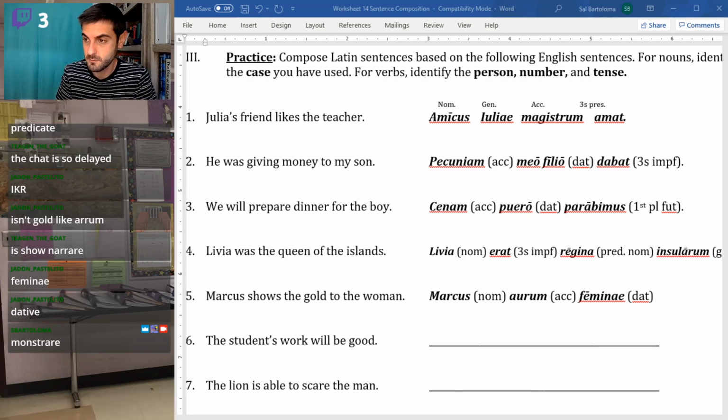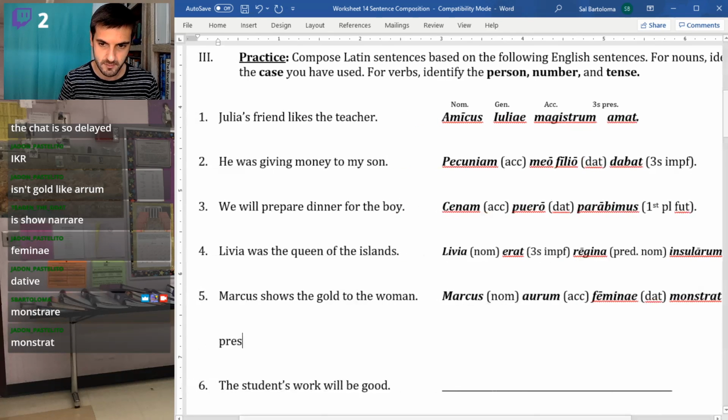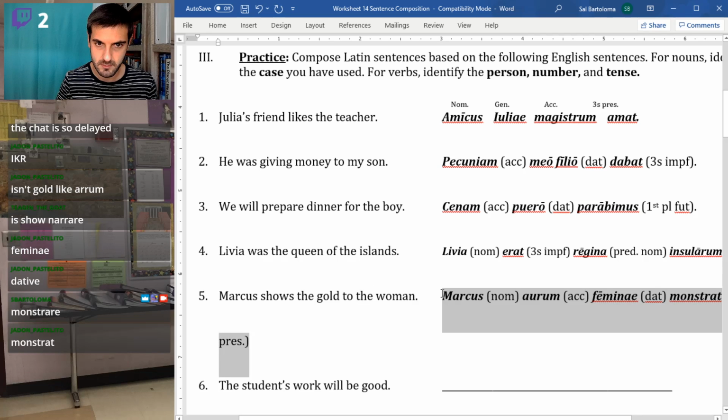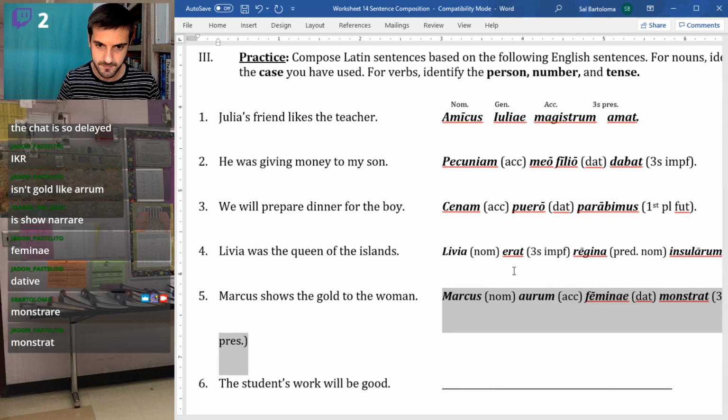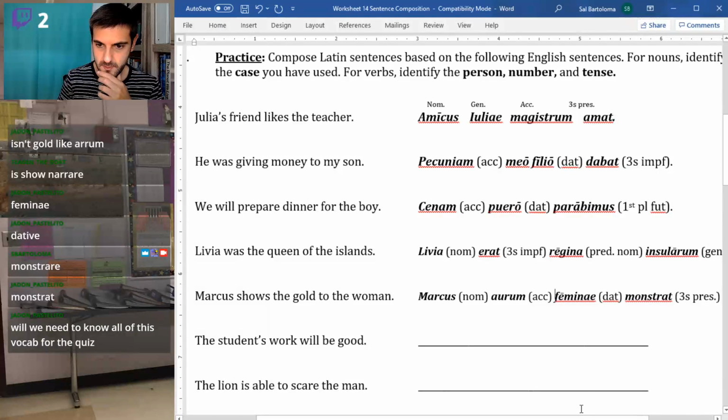So if he, Marcus, shows the gold, what form is that verb going to be? If it's he shows. Monstrat, fantastic. Whoa, my typing is all over the place today. That's going to be third singular and present. These sentences are getting a little too long for this. Yeah, we'll try 10. There we go. Now they're all in one line.